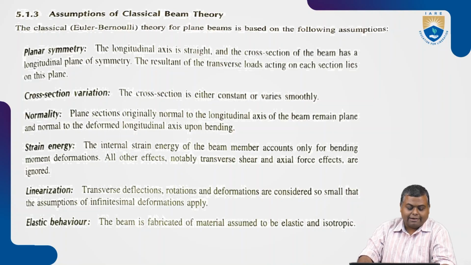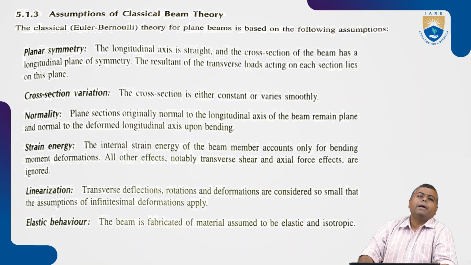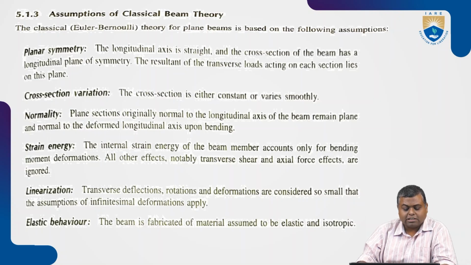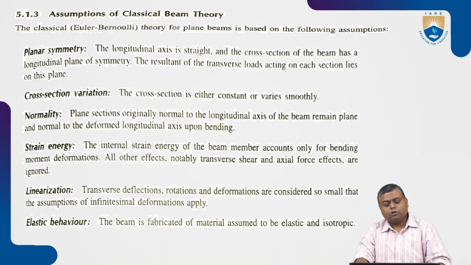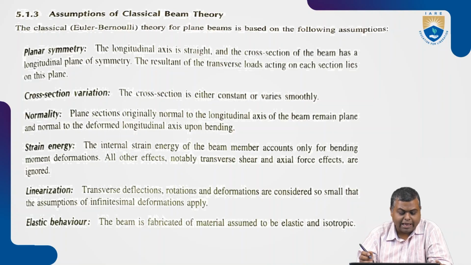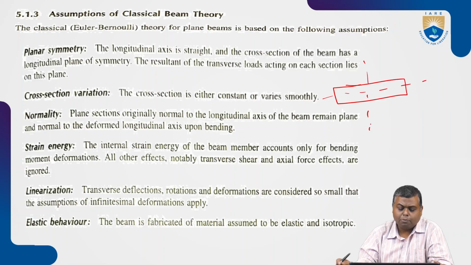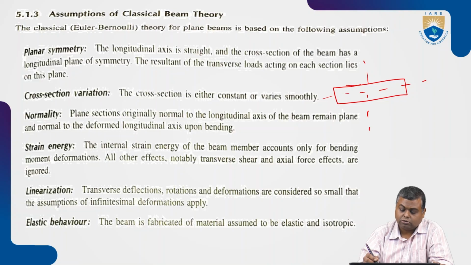So, normality, strain energy, linearization, elastic behavior: these are the four categories on which we will discuss the bending of the beam. The plane section originally normal to the longitudinal axis of the beam remains plane and normal. If I assume this as a plane, then on the longitudinal axis of the beam we have two different portions. It remains in the plane and normal to the deformed longitudinal axis, which will be the deformed portion after application of load.